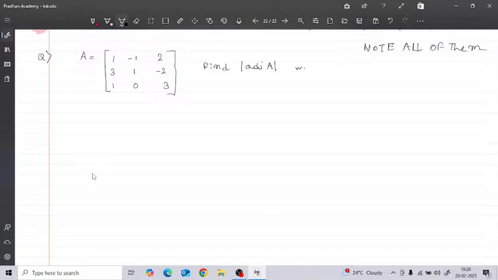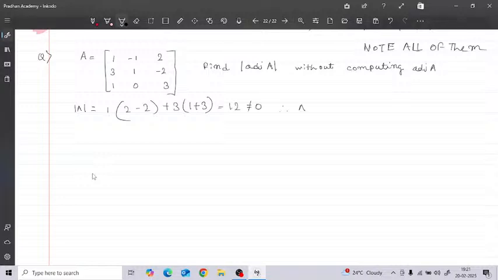Without computing the adjoint of A, without computing any matrix, we will get its determinant using the above written properties. So first of all, you have to find the determinant of A. I will expand it using the last row as it contains a 0. 1 into 2 minus 2 plus 3, 1 plus 3, so that is 12. That's non-zero, hence A inverse exists.